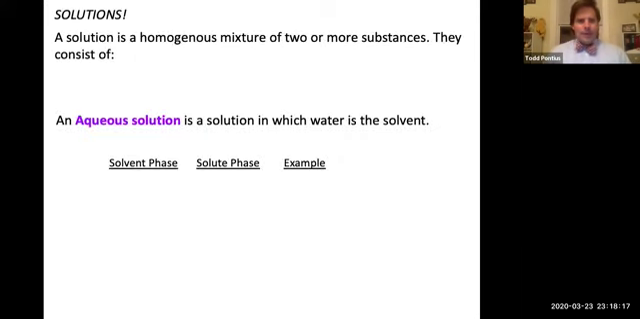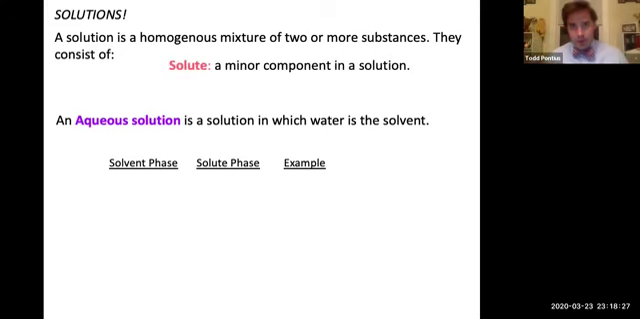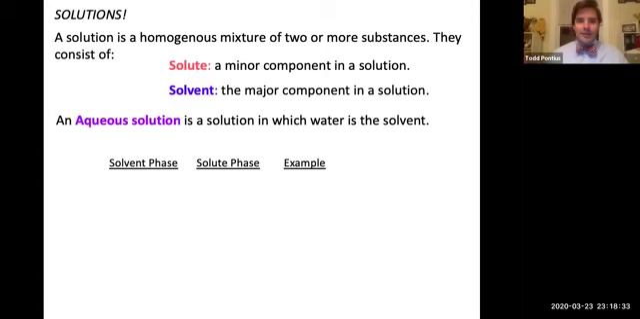All right, what is a solution? So recall a solution is a homogeneous mixture of two or more substances, and it has two key components in it. A solute, which is the minor component of the solution, and a solvent, which is the major component of the solution. When water is the solvent, we call it an aqueous solution. And those are the sort of solutions that we're going to be focusing on in the next couple of units.